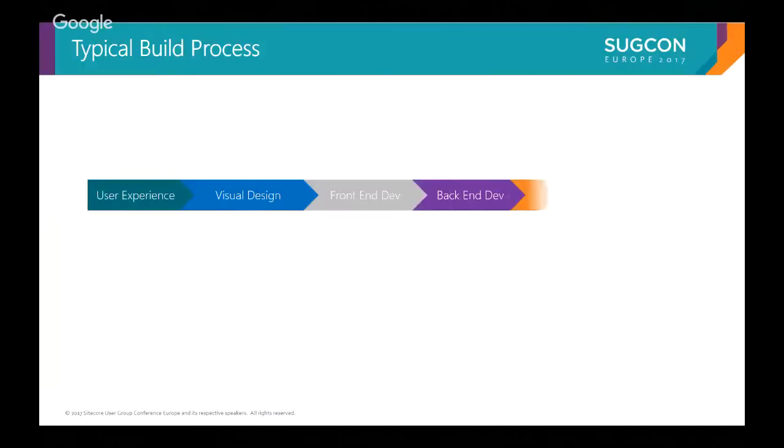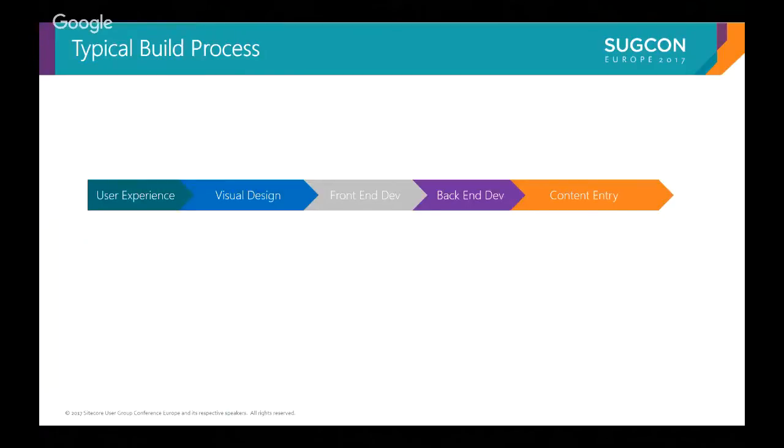A typical build process looks something like this. You start off with the user experience. The user experience folks, the engineers, create wireframes in whatever wireframing tool they want and decide which side of the page there should be a menu, or where's the right place to put a button. So they do all the user experience design. And then once they're done, it moves on to visual design. They make it look pretty with the fonts and the colors and the pictures of cats and things like that.